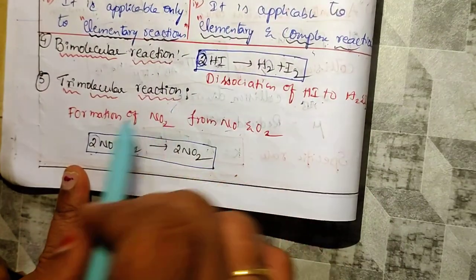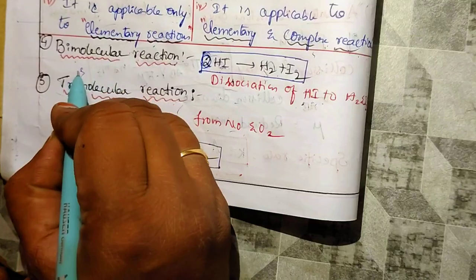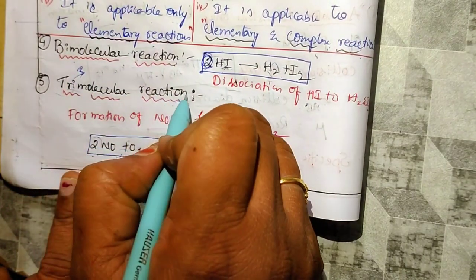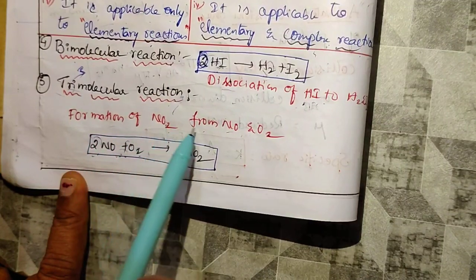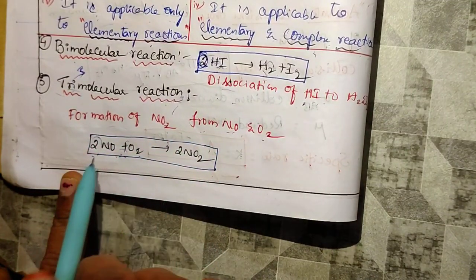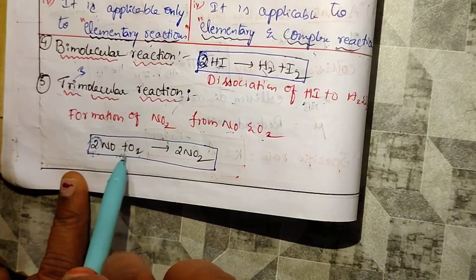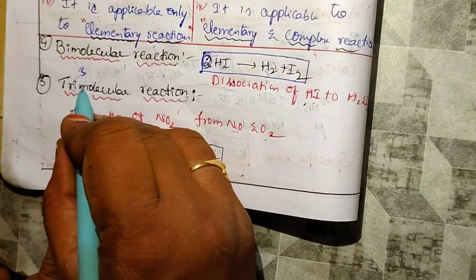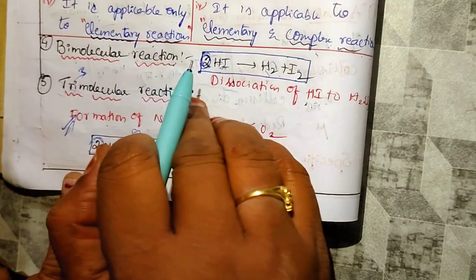Now give an example for a trimolecular reaction, where the molecularity is 3. Those are examples for trimolecular reactions. Here the example is formation of NO2 from NO and O2. See here, the number of molecules of NO is 2 and the number of molecules of oxygen is 1. 2 plus 1 is 3. So if the molecularity is 3, this is an example for a trimolecular reaction.